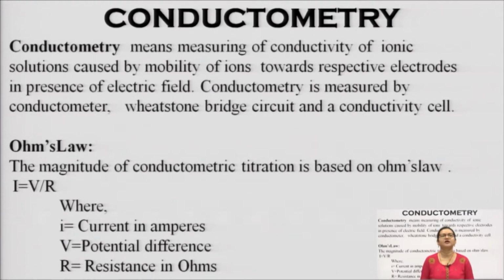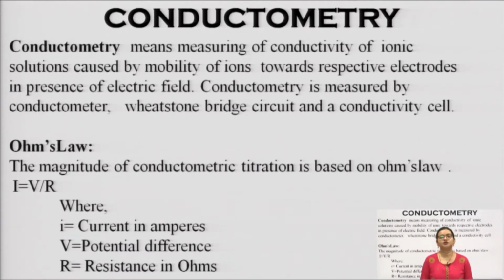So, conductometry is measured with a conductometer, a Wheatstone bridge and a conductivity cell. There are three important components of conductometric measurements: the conductivity cell, the Wheatstone bridge and the conductometer, which can give us the reading of how much current or voltage is being generated upon how many ions, or charged particles, are present in our analytical solution.